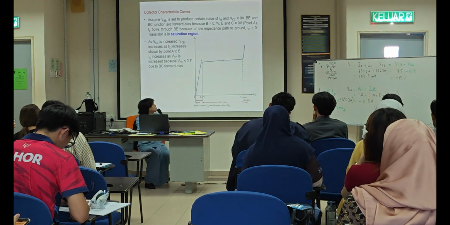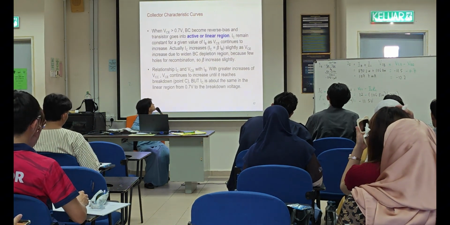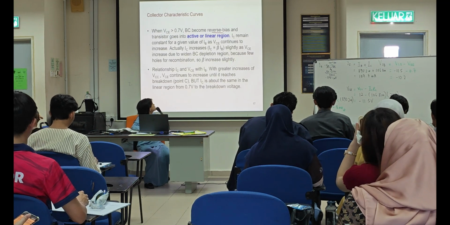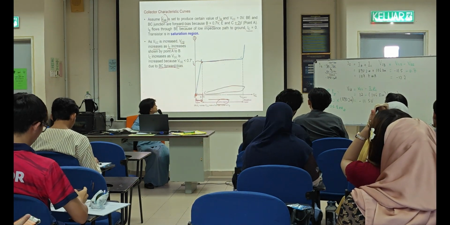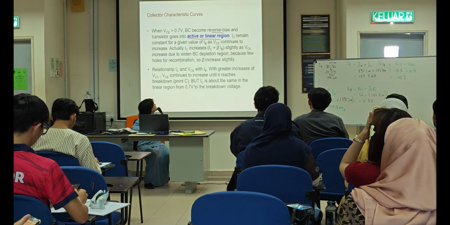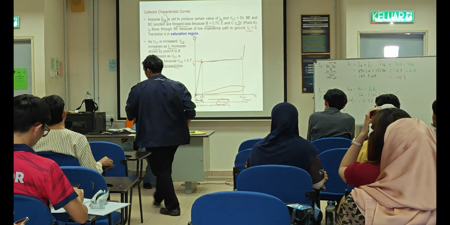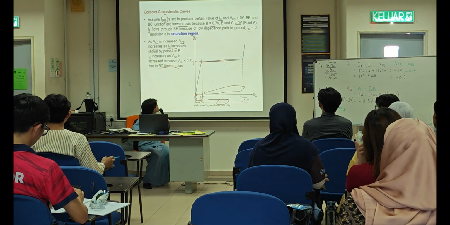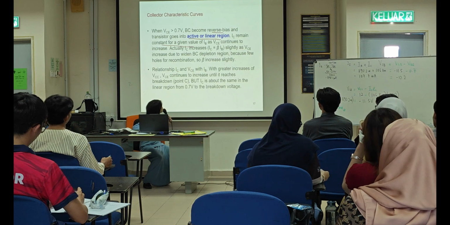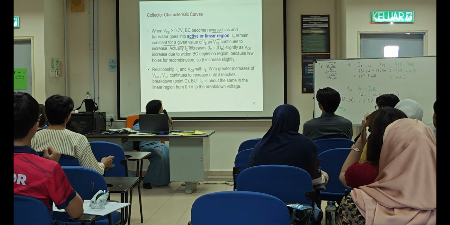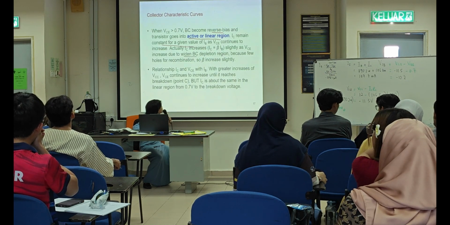Okay, so when the VCE is more than 0.7, the BC becomes reverse biased, and the transistor goes to the active, linear region. So this region is the active region, and IC will remain constant. You see your IC current value here remains constant. After it is constant, actually IC equals beta times IB, just slightly increased due to the widened BC depletion region.